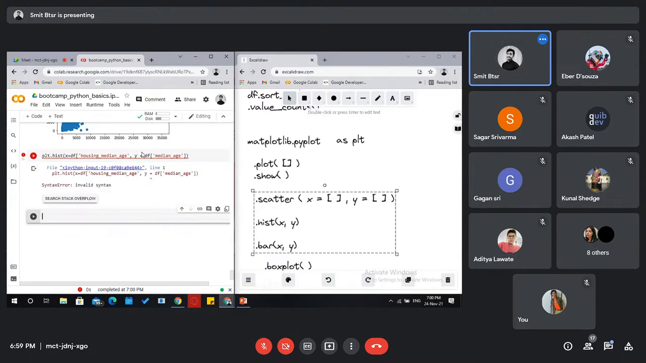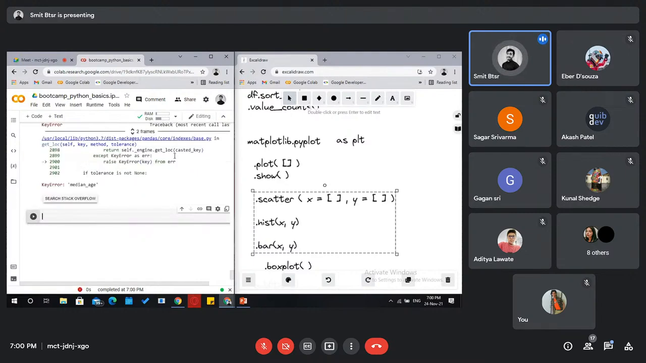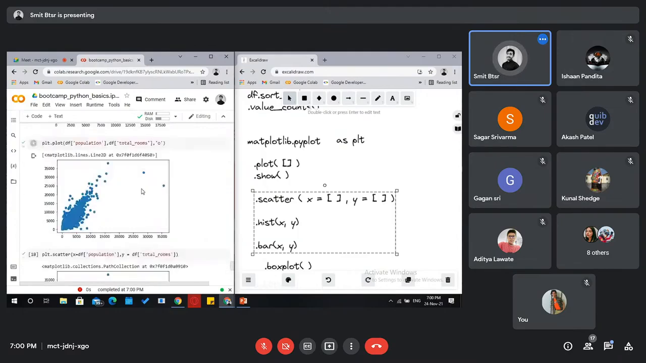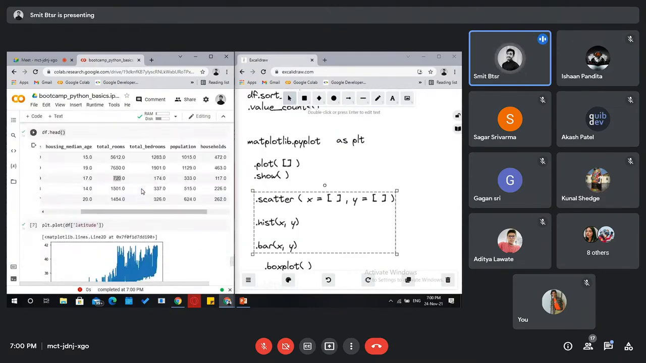Housing age. Okay. Just a moment. Now, am I audible? My voice is not too low or high, okay? Median age. Just checking the spelling.